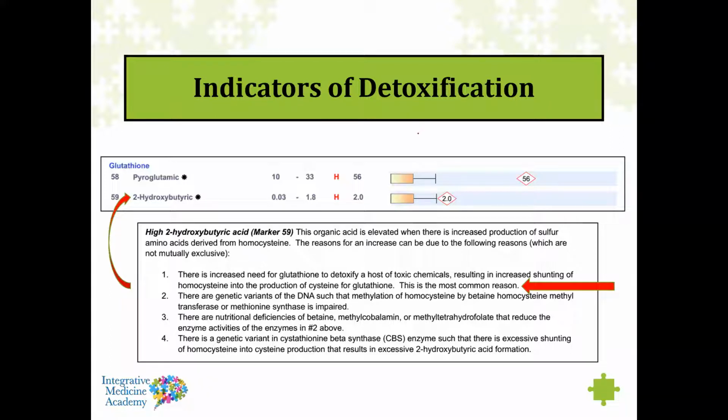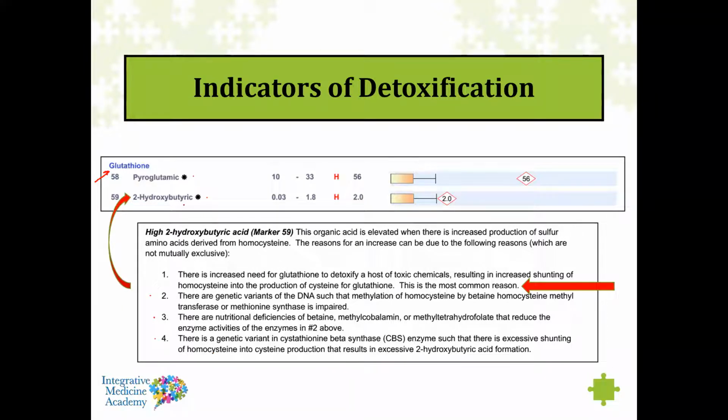The 2 markers here are pyroglutamic and 2-hydroxybutyric. I'm not going to talk a lot about 2-hydroxybutyric because the most common reason that it is high is an increased demand to maintain glutathione levels. Basically the person is being exposed, or their detoxification system is stressed, and so their body is trying to maintain glutathione. There are some other reasons linked to the methylation cycle, for example, that are less common.